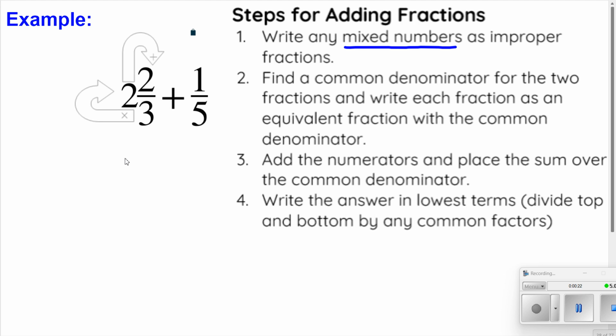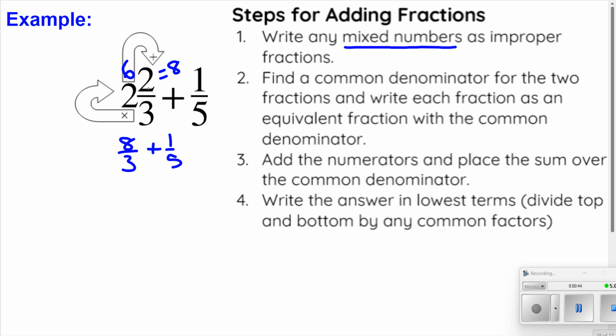So step number one, I'm going to multiply the denominator 3 by the whole number. So 3 times 2 is 6. And then add on the numerator of 2, which is 8. That is going to become my new numerator. Keep the denominator the same. And now I'm going to do 8/3 plus 1/5. So again, I did 3 times 2 plus 2 to get 8.